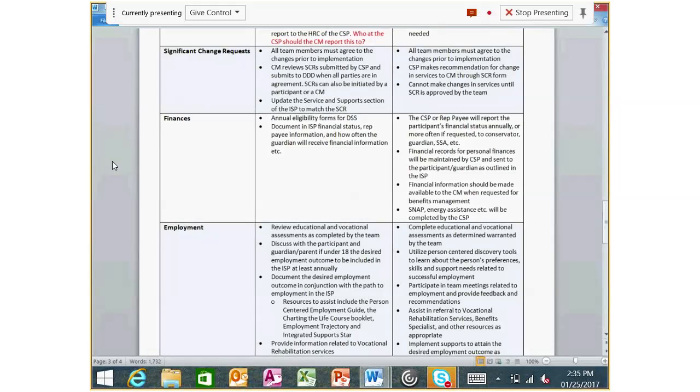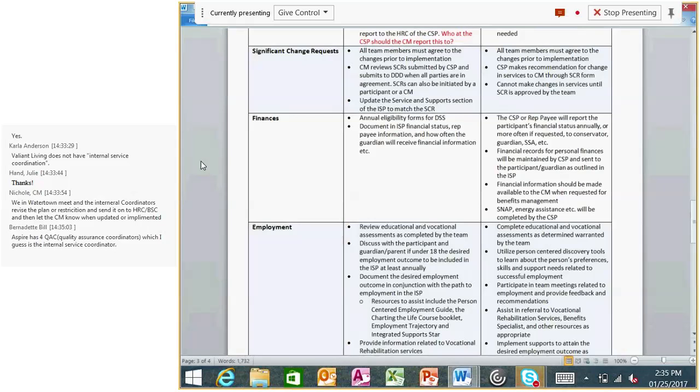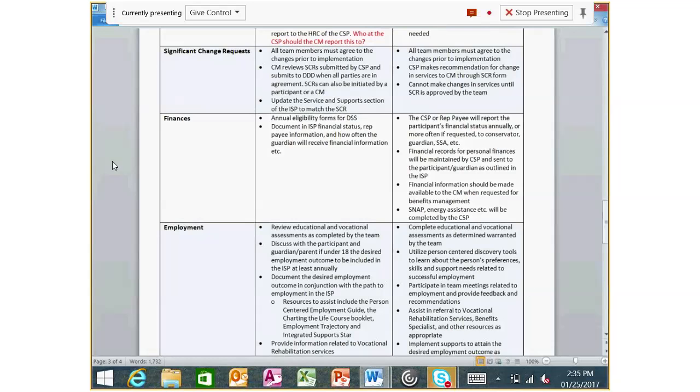The CSP can then contact the case manager, either by completing the SCR form with the changes to be made and indicating the participant guardian agreement and signing with CSP agreement, or by providing the case manager all the information they need, including the funding source, if there is a change in hours, the previous residential address. All those details would need to be provided to the case manager if that form is not completed by the CSP.